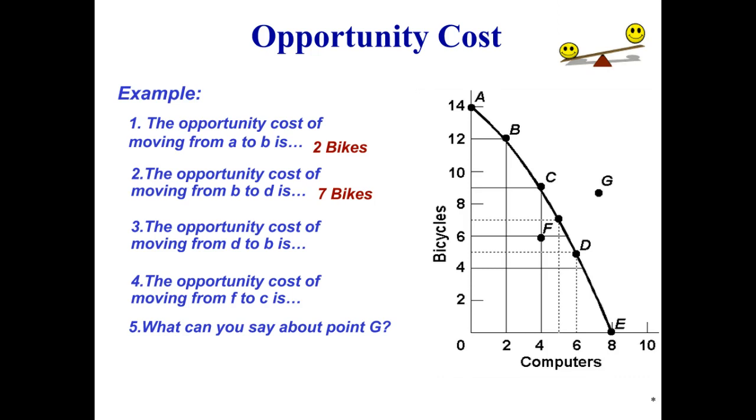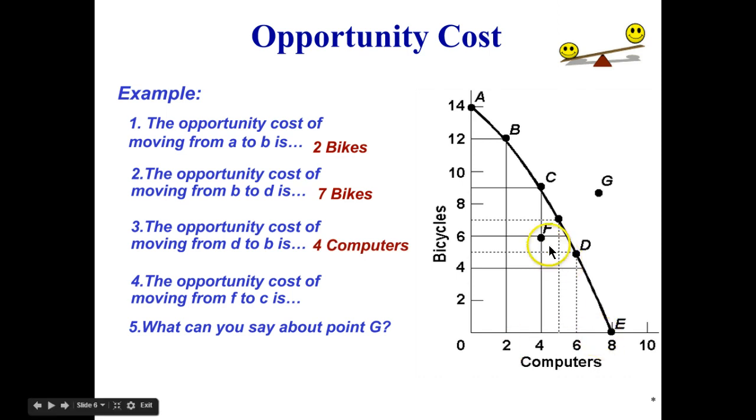Number 3 says the opportunity cost of moving from D to B. Now all you're doing is just moving in a different direction on this curve, keeping in mind that you're thinking about what do you give up. So once again, you're at 6 computers and you're at 5 bicycles, and you're going to go from D to B. So you're going to be gaining bikes, but you're going to be giving up computers. So from D to B, you go from 6 computers down to 2 computers. So you're giving up 4 computers.